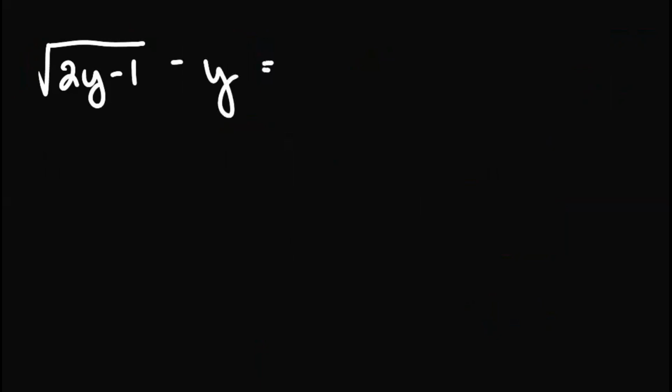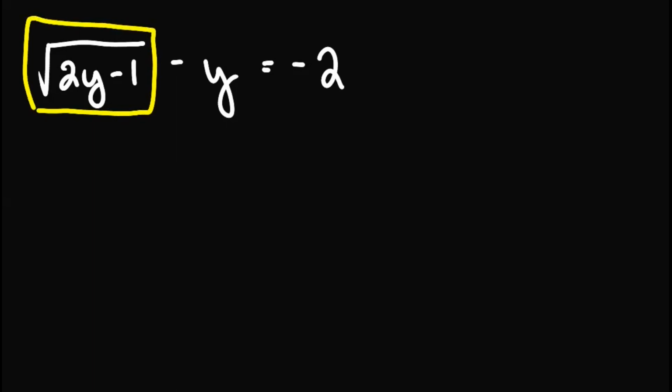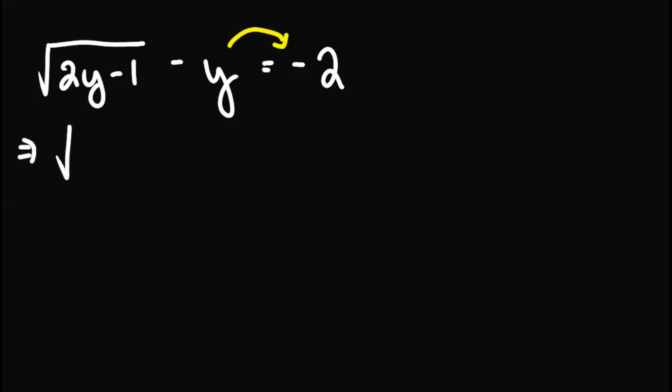Let's have the square root of 2y minus 1 minus y equals -2. So as a tip in solving radical equations, the key is to isolate one of the radicals first. In this case, if we want to isolate this, what we do is we move this negative y to the right side. So we'll have the square root of 2y minus 1 equal to y minus 2.